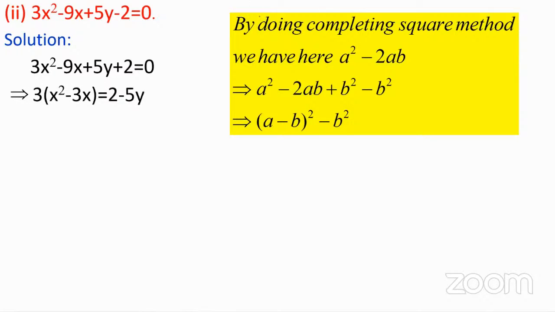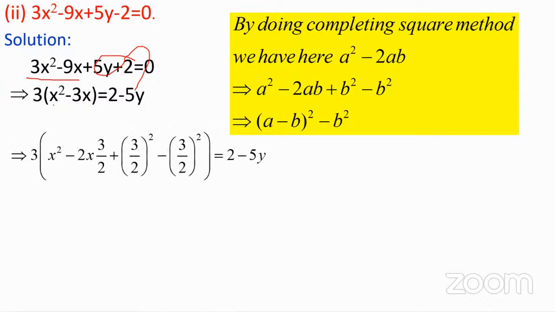Taking 3 as common, we get 3 of x square minus 3x. Then taking these values to the right side, I will get 2 minus 5y. Then for x square minus 3x, I'm adding the term to complete the square; here it is 3, but here minus 2, only 2 is there.